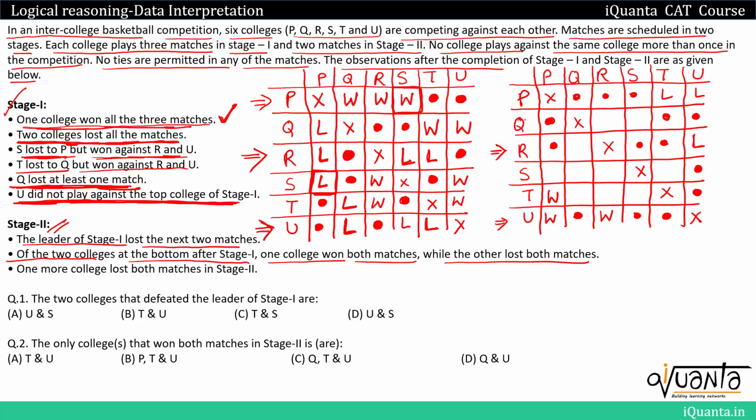Now we were given that one among R and U won all its matches and one among R and U lost all its matches. So U won all the matches, R will be losing all the matches. So R will lose the match against Q over here.